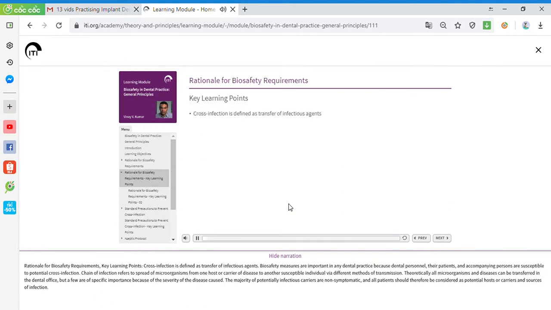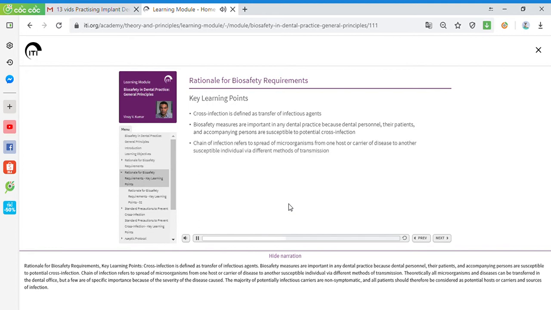Rationale for biosafety requirements. Key learning points. Cross-infection is defined as transfer of infectious agents. Biosafety measures are important in any dental practice because dental personnel, their patients, and accompanying persons are susceptible to potential cross-infection. Chain of infection refers to spread of microorganisms from one host or carrier of disease to another susceptible individual via different methods of transmission.